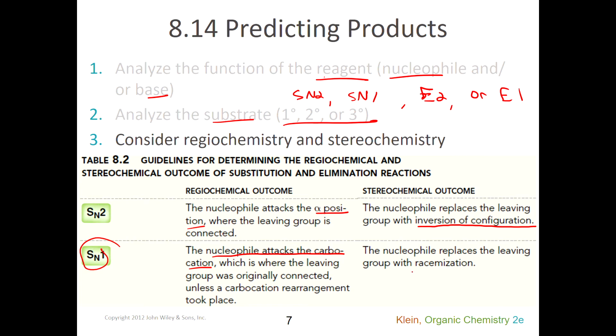But in this case, I get a racemization because once the carbocation is formed, it's a flat structure with an empty p orbital, so the nucleophile can come in from the top or the bottom, and that's why spatially it will be positioned in one direction or the other.